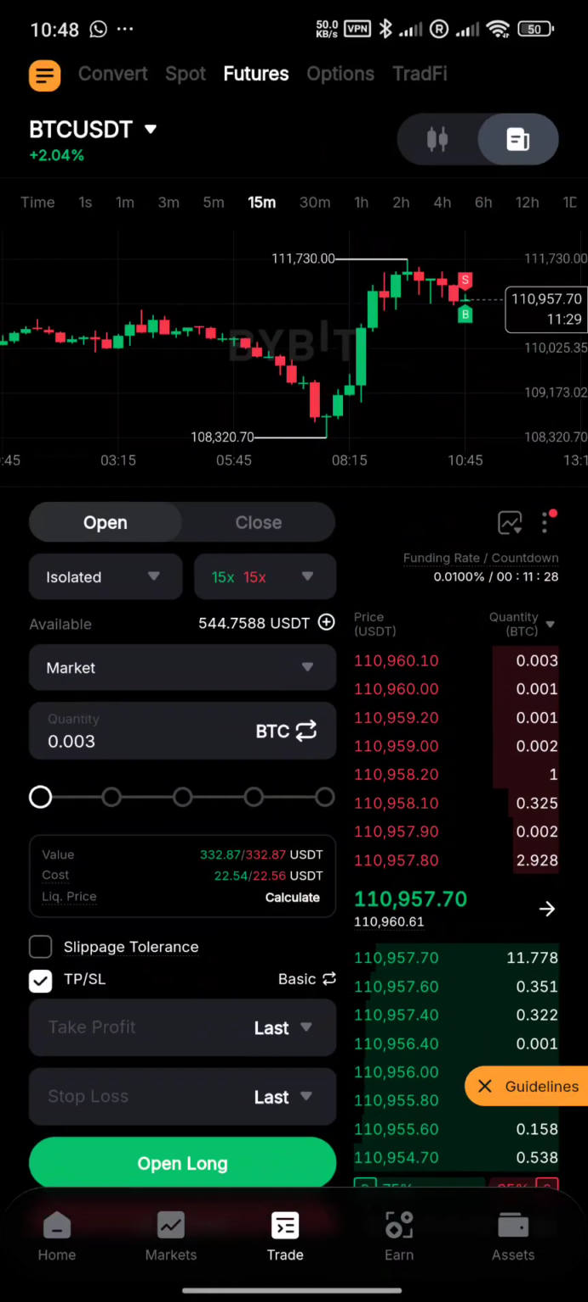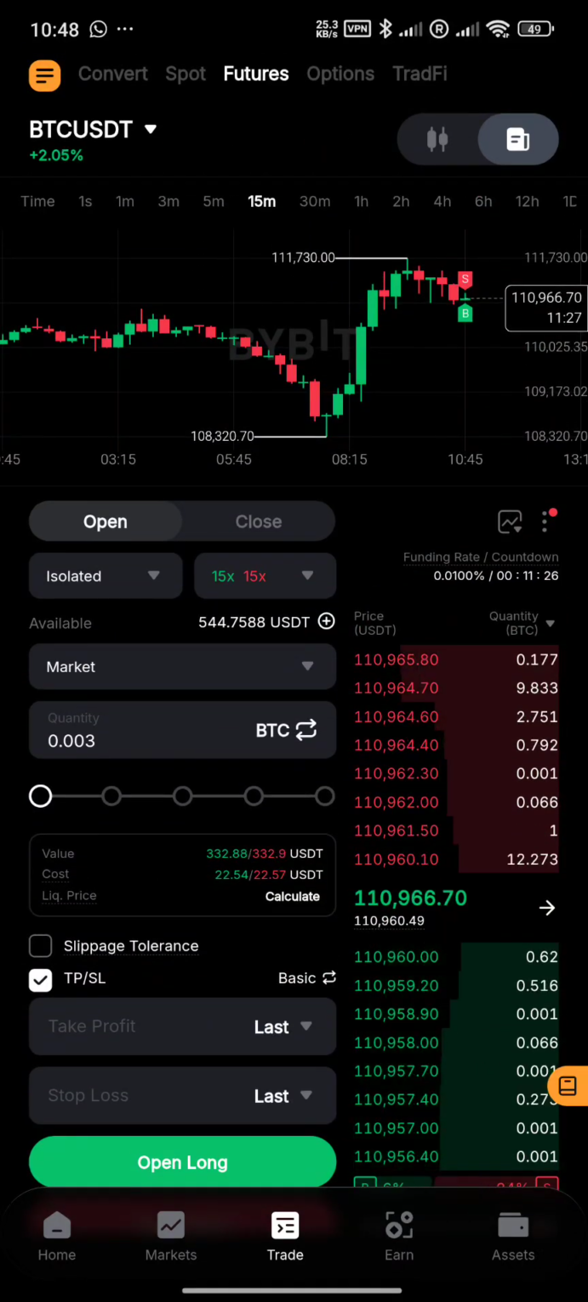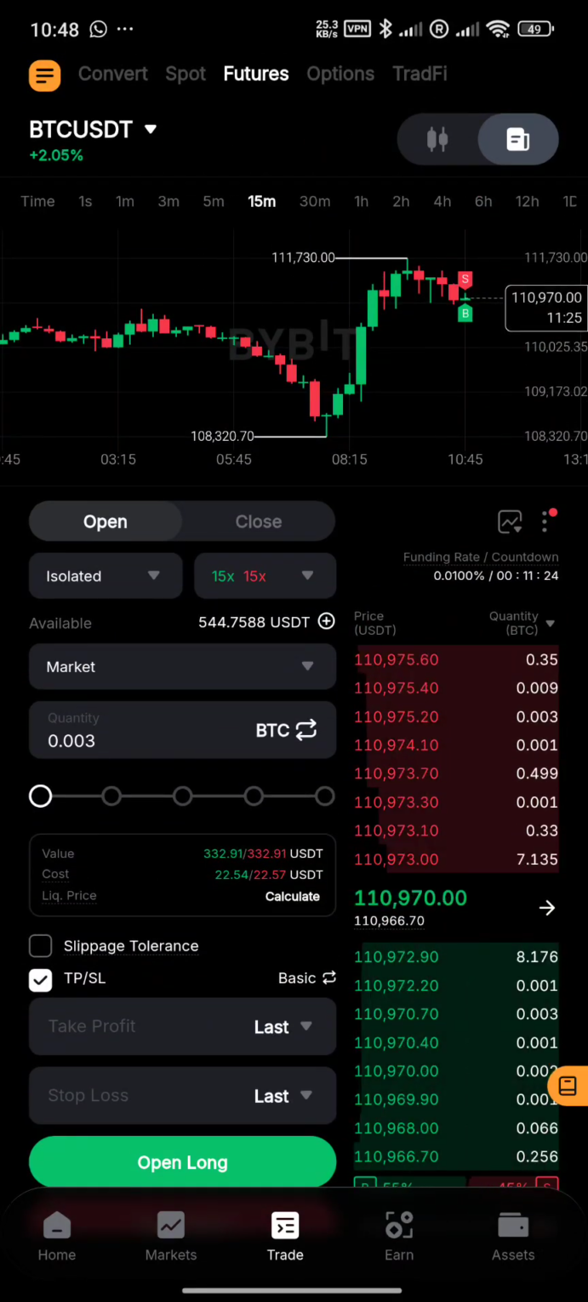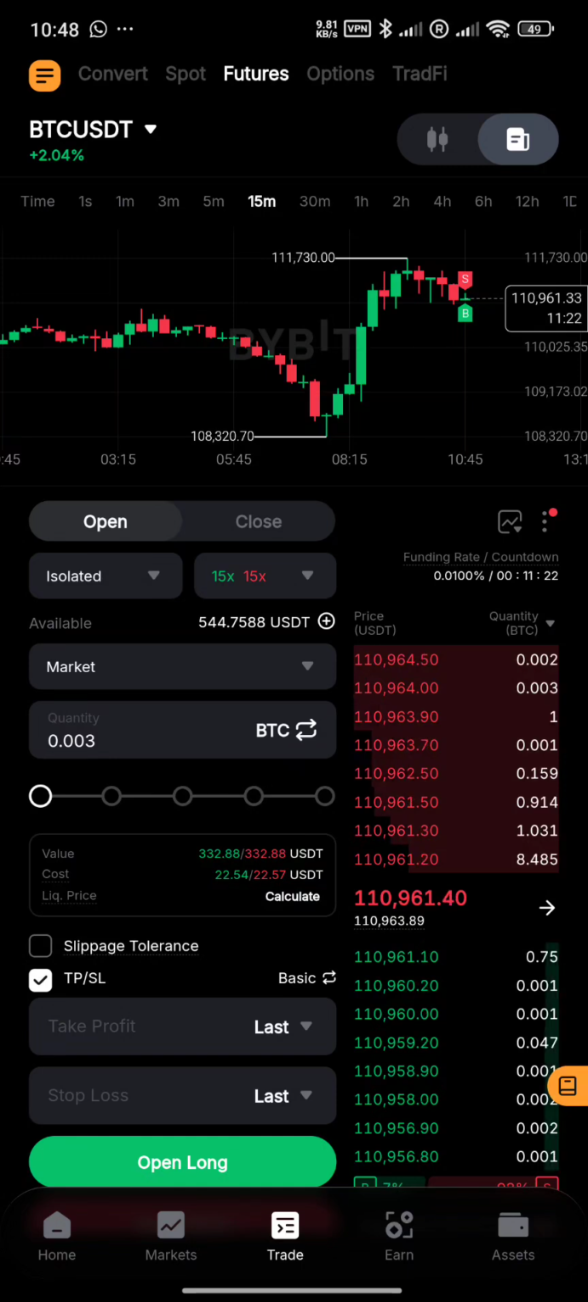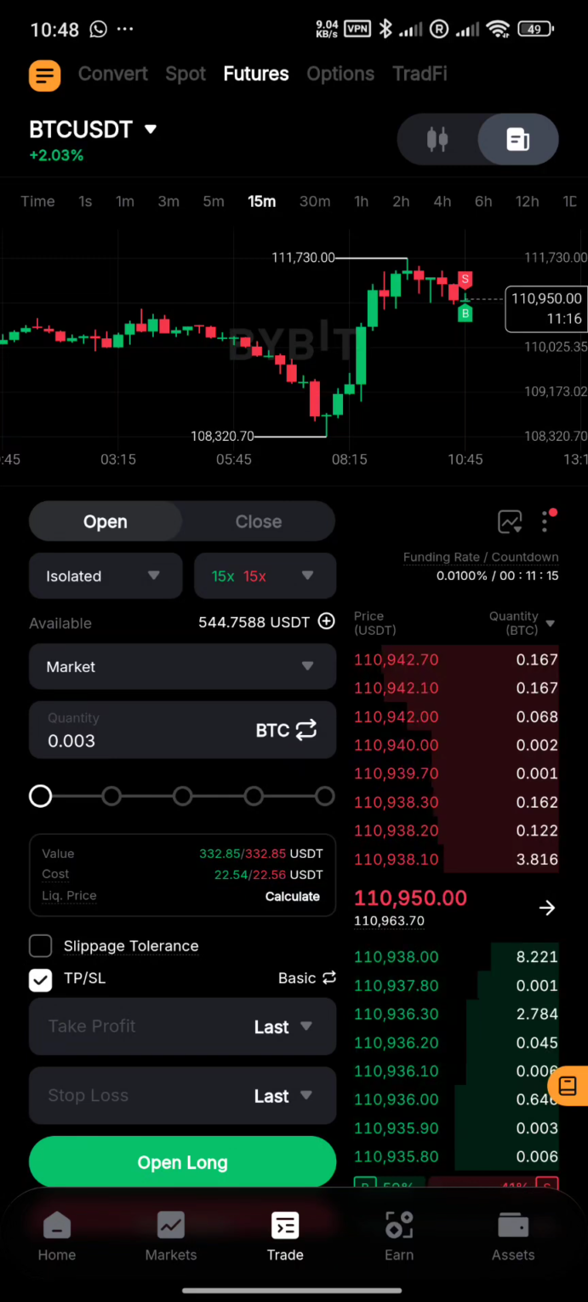So that's basically how to set the take profit and stop loss for Bybit on a futures trade. Very, very straightforward. In our next video, I'm going to be talking about TradeFi, another way to make money on Bybit.